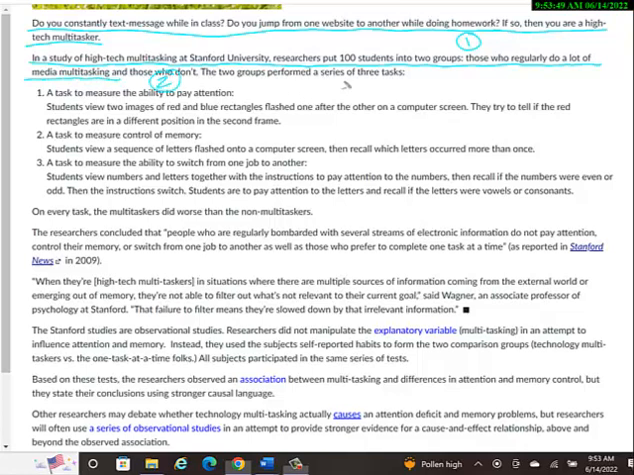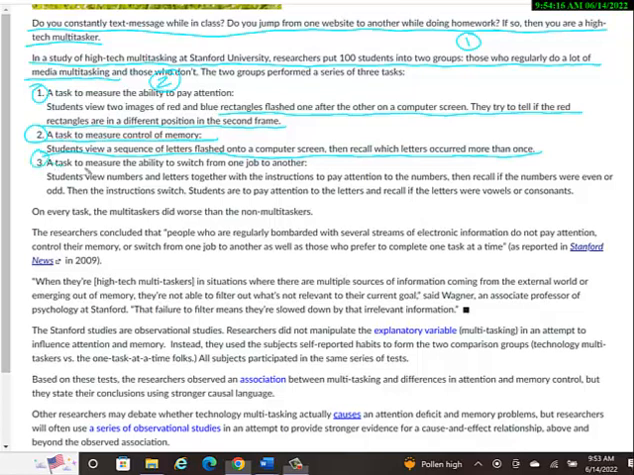The two groups performed a series of 3 tasks. The first was to measure the ability to pay attention. Students viewed 2 images of red and blue rectangles flashing on one after the other on a computer screen, and then they tried to tell if the red rectangles were in a different position in the second frame. Second, a task to measure control of memory. Students viewed a sequence of letters flashing on a computer screen, then recalled which letters occurred more than once.